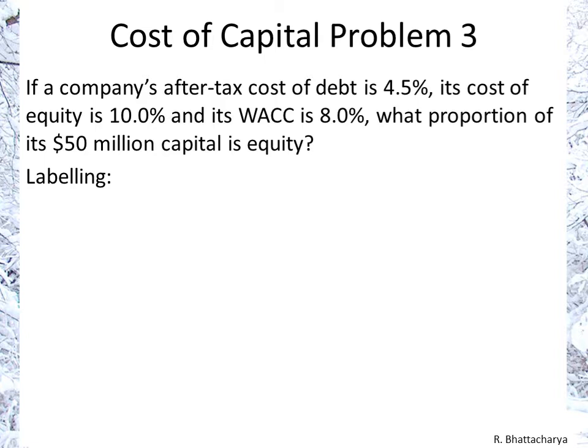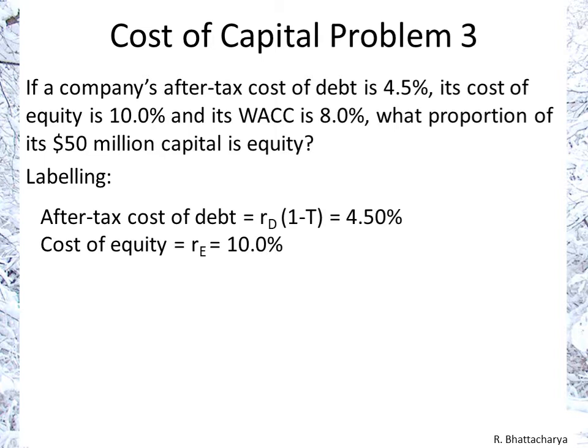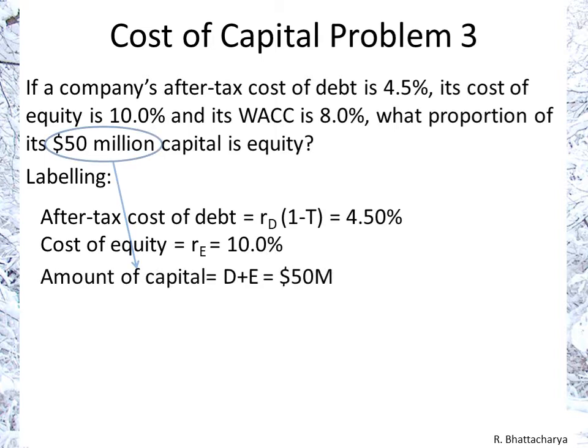Now, first thing we do is we label. The 4.5 is going to be the after-tax cost of debt. That is RD times 1 minus T because it says after tax. So we don't know T, we don't exactly know RD either, but it doesn't matter. We don't need to know it for the purposes of this question. 10% is the cost of equity, and the $50 million capital is the total amount of debt plus equity. As it turns out, we don't actually need to know this in order to calculate the proportion of the capital which is equity, because we're only wanting to know the balance, the ratio of D and E to the total amount of capital. Nevertheless, it's 50 million.